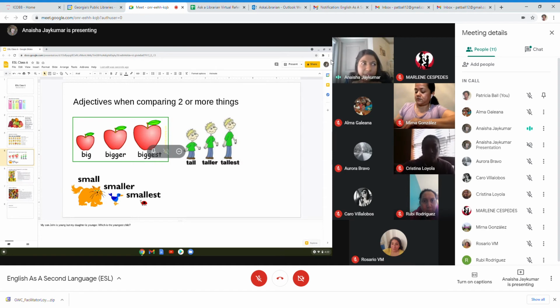So what we need to pay attention to is adjectives, and also think about how you would compare them. So if you have two or more, how would you compare them to each other?